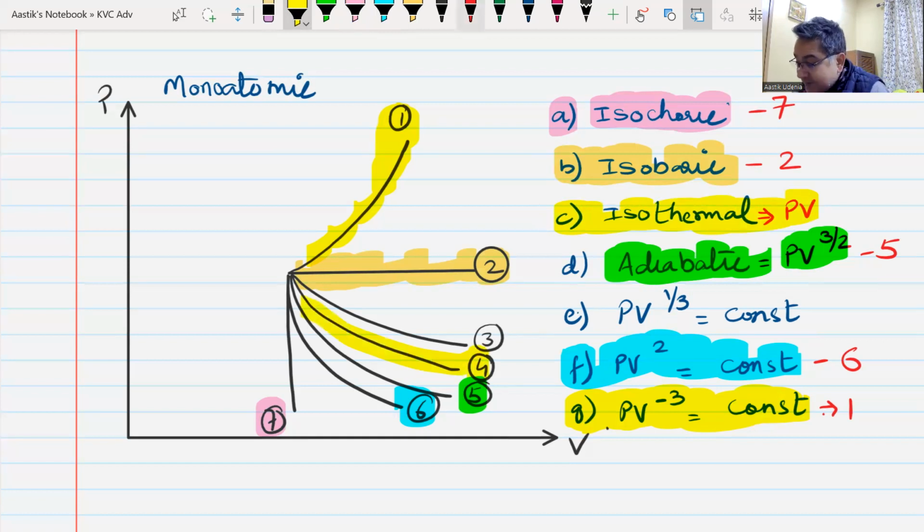And whatever is left is between 0 slope and 1. That has to be 1 by 3. So that is your last one, PV raised to the power 1 by 3.